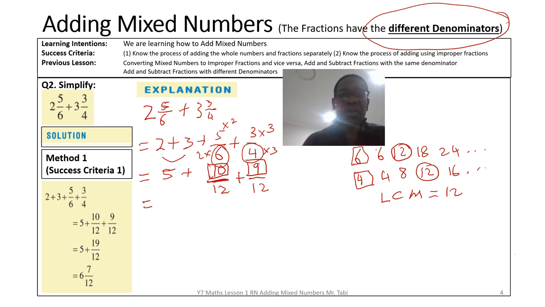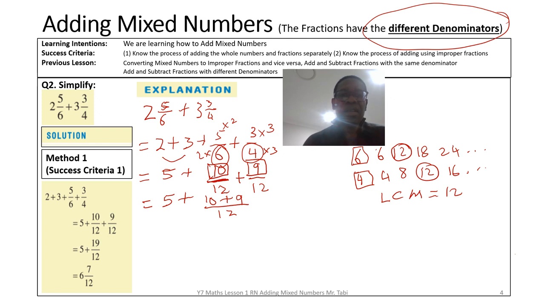So you now have 5 plus. Because now the denominators are all 12, you got 10 plus 9, all divided by 12.